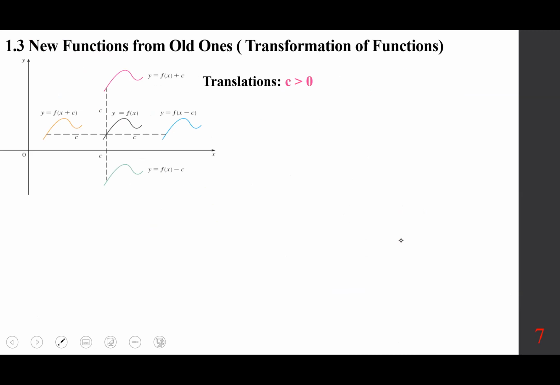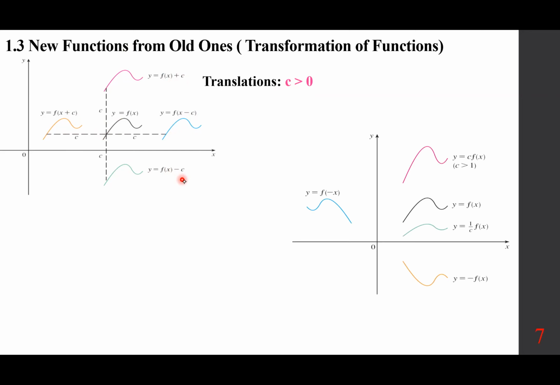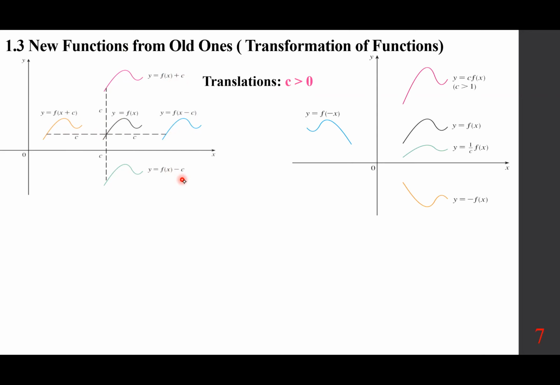All right, making up new functions from the old functions. If this is your regular function y equals f of x, and you assume c is a constant, which is a positive value, then f of x plus c takes us c units to the left, f of x minus c takes us c units to the right, f of x plus c takes us up by c units, and f of x minus c brings us down. If we multiply it by c, it stretches by a factor of c. If it's 1 over c, it shrinks it. And f of x versus minus f of x means reflected with respect to the x-axis.